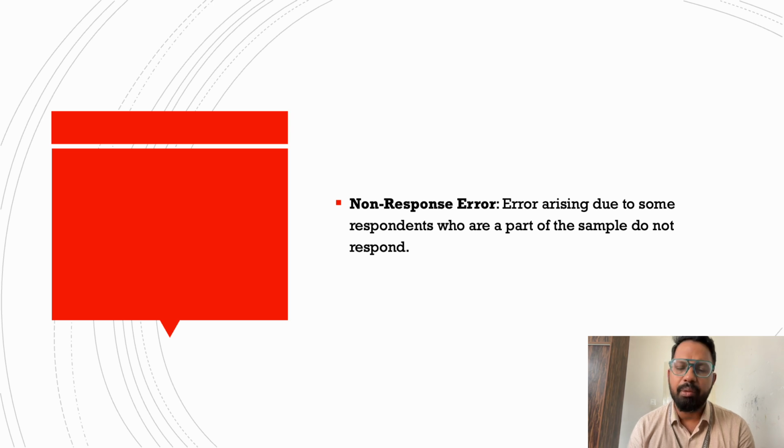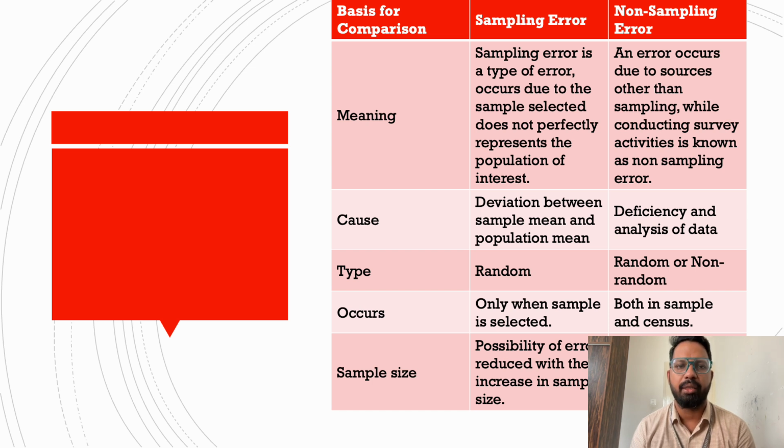The major reason for non-response errors is that some respondents who are part of the sample population do not respond. So we do have non-response error also. Non-response error is nothing but the respondents who are part of the population or the sample not responding. You keep on sending to them, but they are not giving any feedback. As the name indicates, non-response errors are errors that occur because of non-response from the sample. They are part of the sample population, but they are not ready to respond.